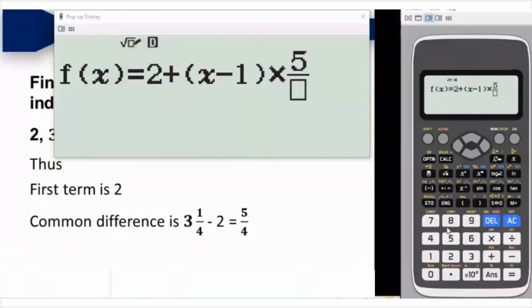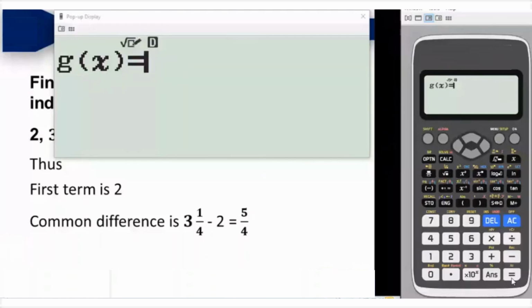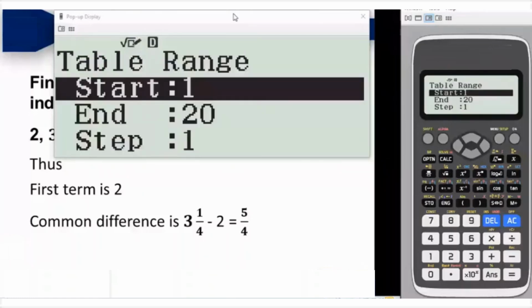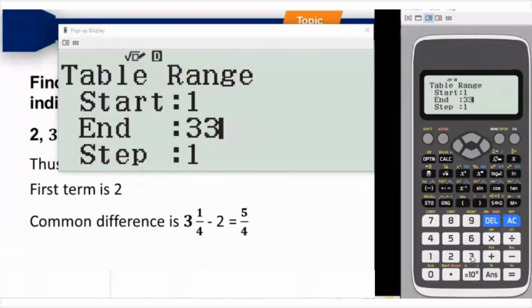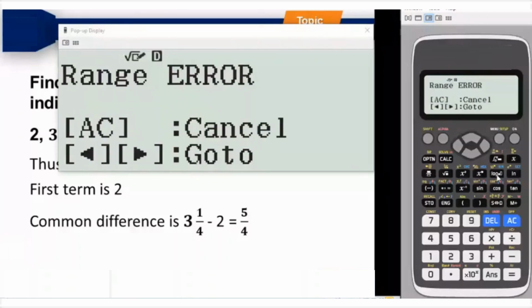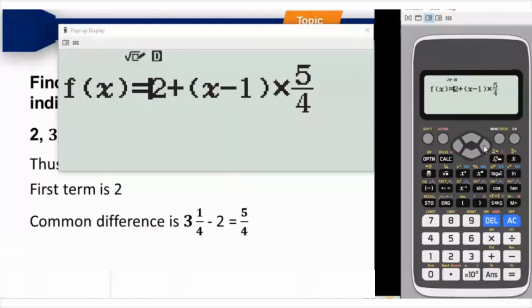And I'll press equals. The starting value is 1. Since I need the 33rd term, the starting value is 1, the ending value is 33, and the step is 1, and it says range error.